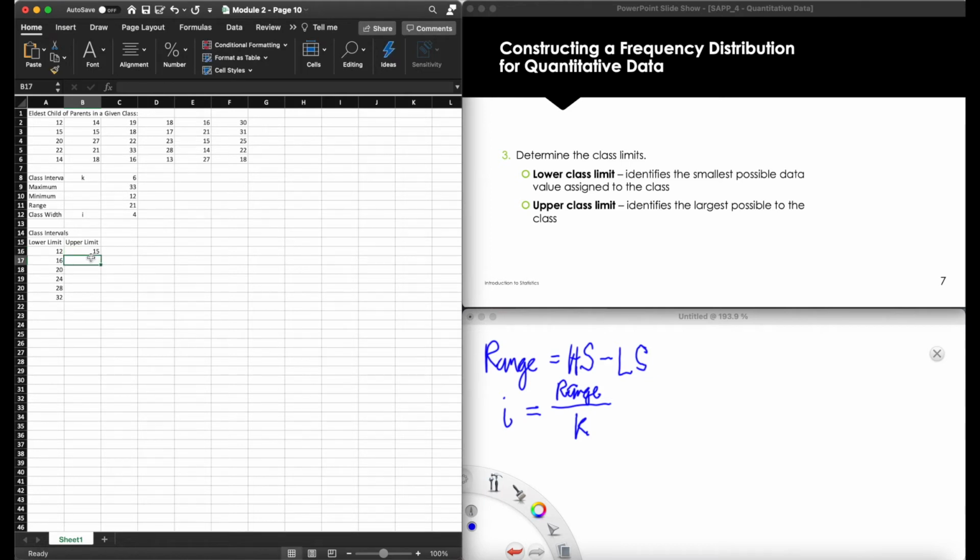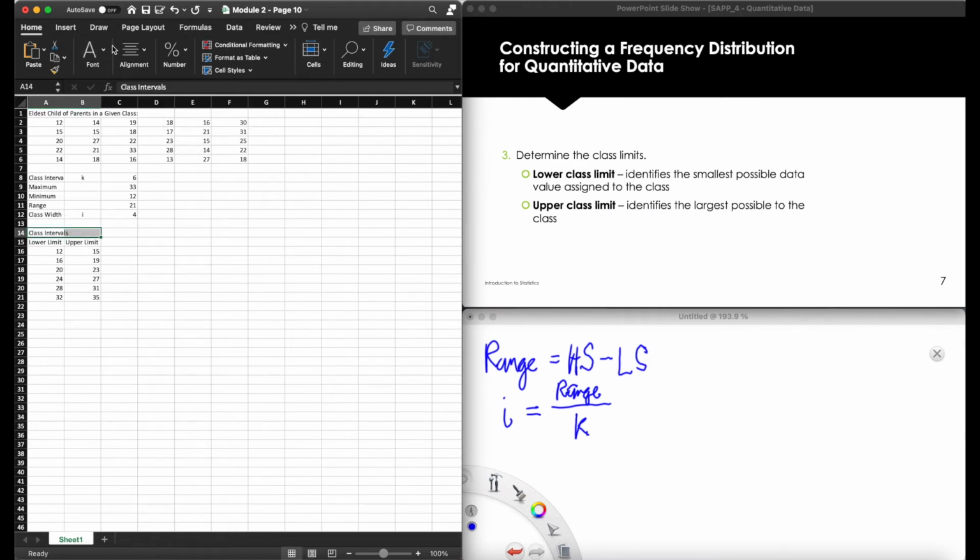And then with this, from the first upper limit that we have, we will just add the class width. So with that, we have 15 plus 4 is 19. 19 plus 4 is 23. 23 plus 4 is going to give us 27. 27 plus 4 is going to give us 31. And 31 plus 4 is going to give us 35. So this is our lower limit and this is our upper limit.